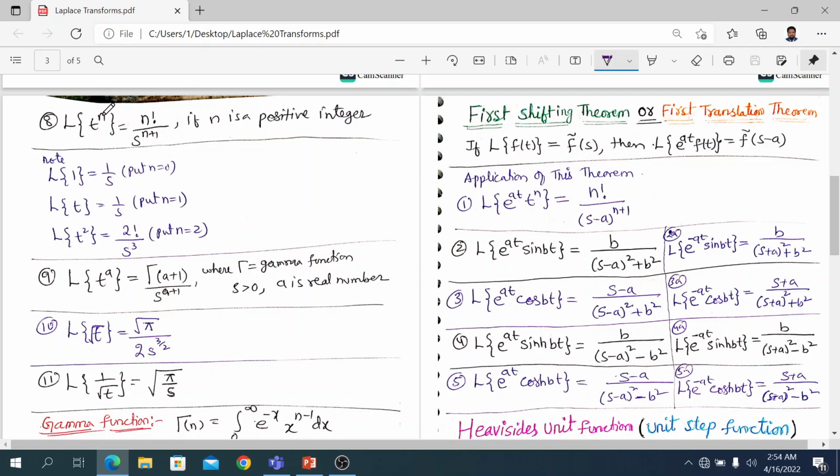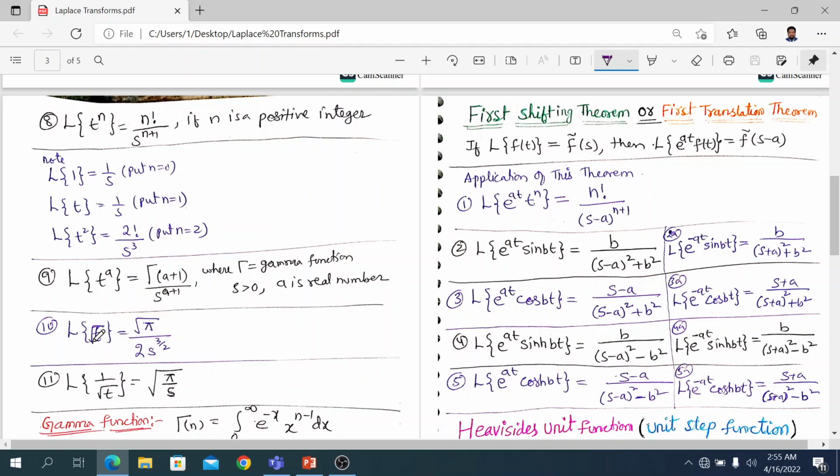So Laplace of t square is equal to 2 factorial by s power of 2 plus 1, that is 3. Likewise we can do. Now Laplace of t power of a, here it is t power of n, a natural number, and here t power of a, a is a real number. So the formula is gamma of a plus 1 by s power of a plus 1, where this symbol is the gamma function, s greater than 0 and a is a real number.